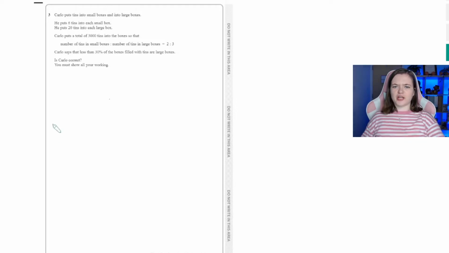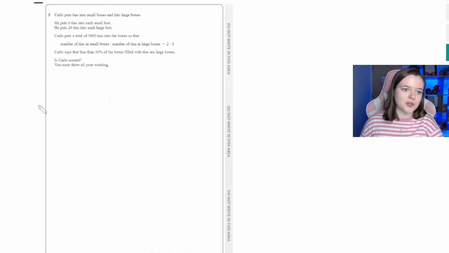This is quite tricky, actually. I had to read through this one a couple of times before I understood what was going on, because of all the large boxes, small boxes, all these tins thrown around. There's a lot of stuff to do.